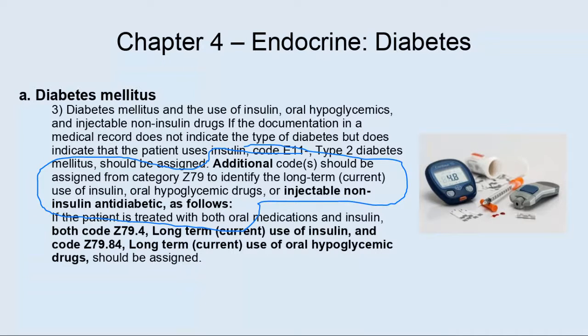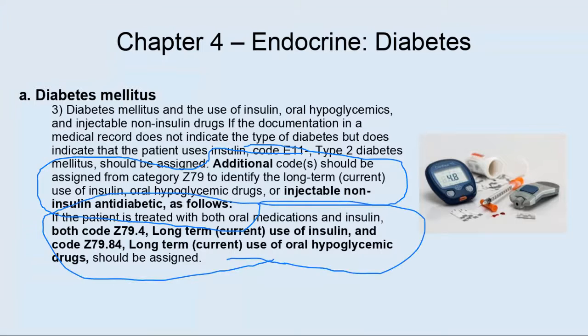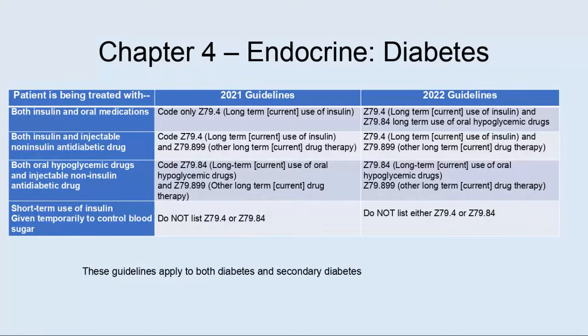So if they have, this is the important change, oral medications and insulin, you code both. Z79.4, long-term current use of insulin, and Z79.84, long-term current use of oral hypoglycemic drugs. So let's compare the old ones and the new ones, because this is the change. If the patient is being treated with insulin and oral medications, in 2021 it says list only the insulin. In 2022, it says list both, which makes a lot of sense because it's a lot more specific as to what actually is going on.